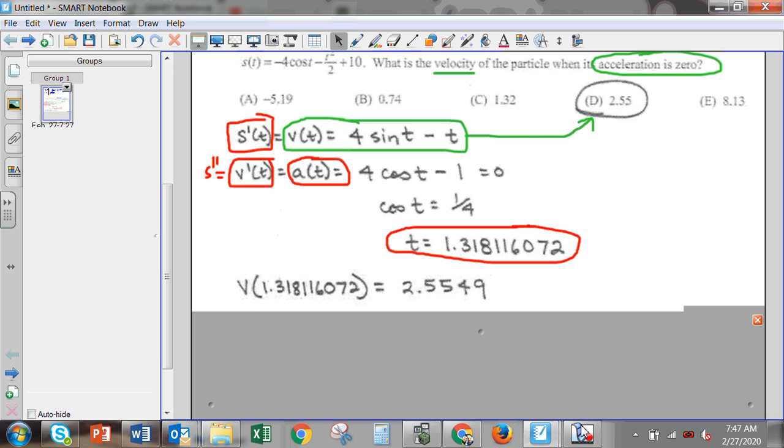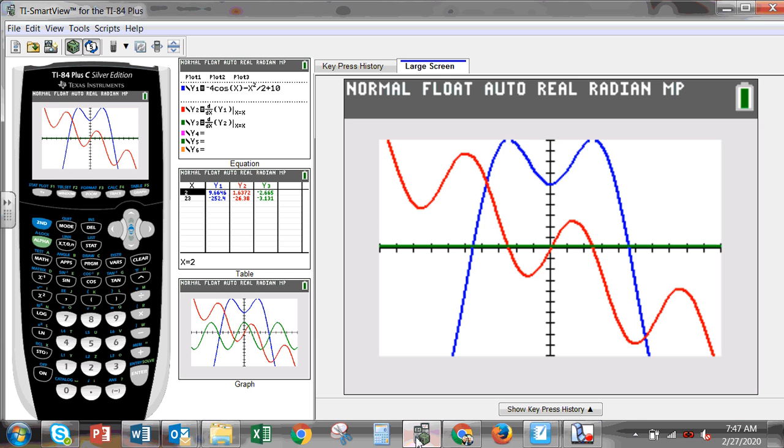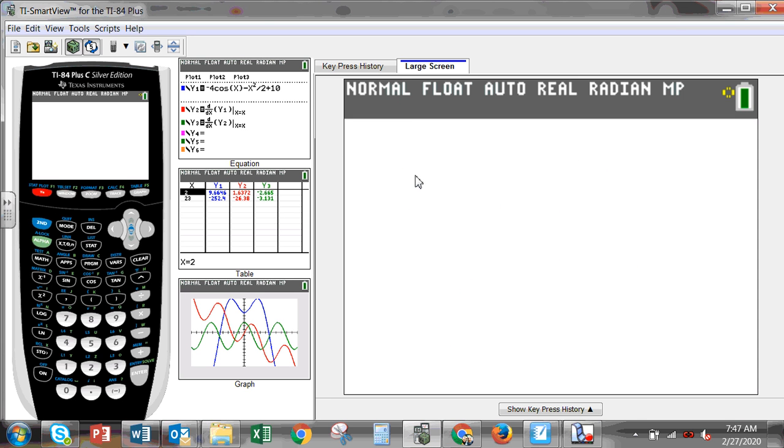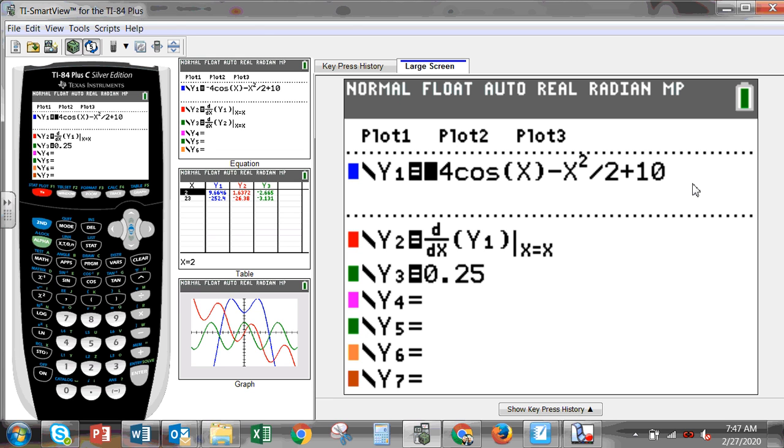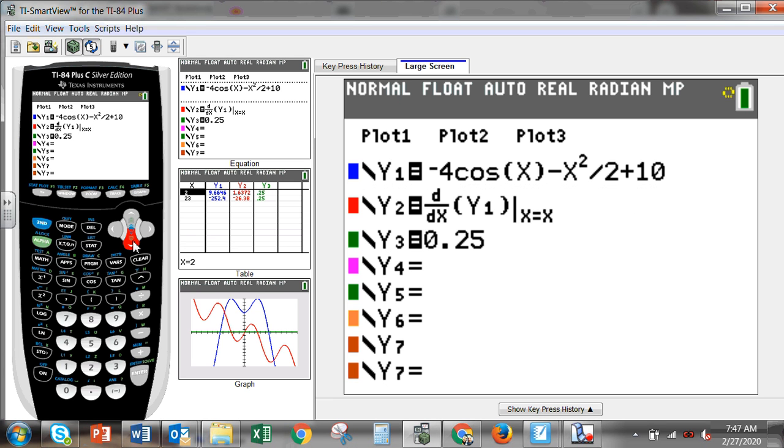So when I come to my calculator, I've got a lot of things graphed right here, but there's my original function, y2. Just remember that's my original function. This is my derivative, and I need to, oops, I messed that up. So this is good practice for the calculator. This is my velocity function. That's the derivative of the first one.